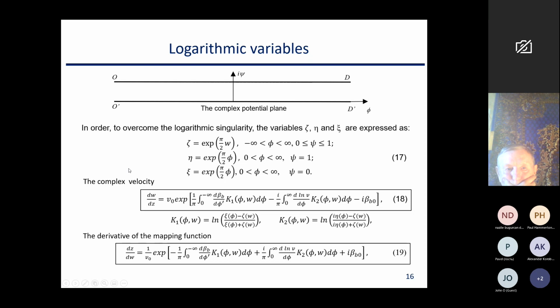So to make the calculation, we need to change the parameter variables using this equation. And then we can write the complex velocity and the derivative in this form. And here the parameter phi becomes the parameter of this problem. Actually, we transform to the potential plane as a parameter plane.